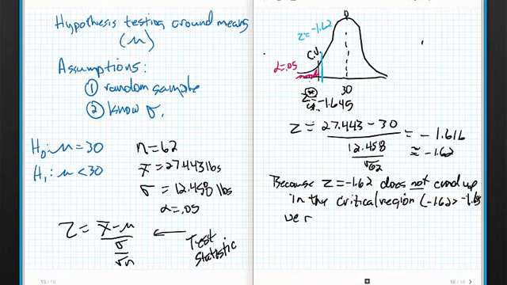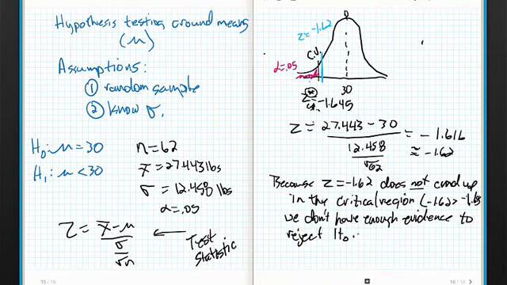We don't have enough evidence to reject the null hypothesis. If I can't reject this guy, then, I forget what the claim was on this. The claim could have been that it equals 30, or that it's less than. I think the claim was that they consume less than 30 pounds a week. Incorrect. There's not enough evidence. I can't reject the null.